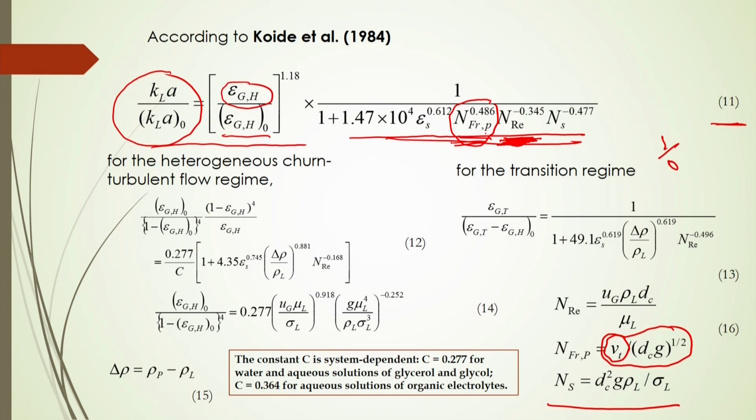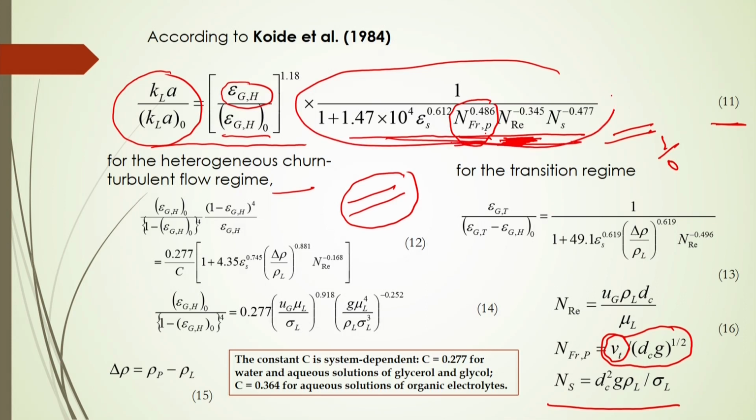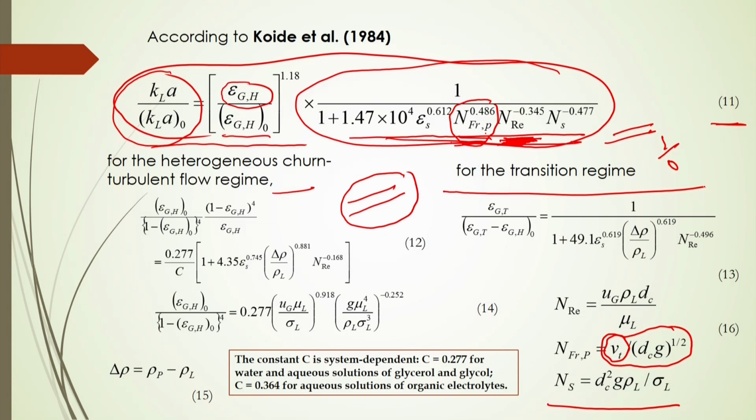So, this is a totally complex phenomenon at this churn turbulent condition. You cannot apply this equation only for the heterogeneous churn turbulent flow regime. The total equation is applied for the transition regime also, that is just entering the heterogeneous churn turbulent flow regime. So, in those conditions all those portions will be included here.